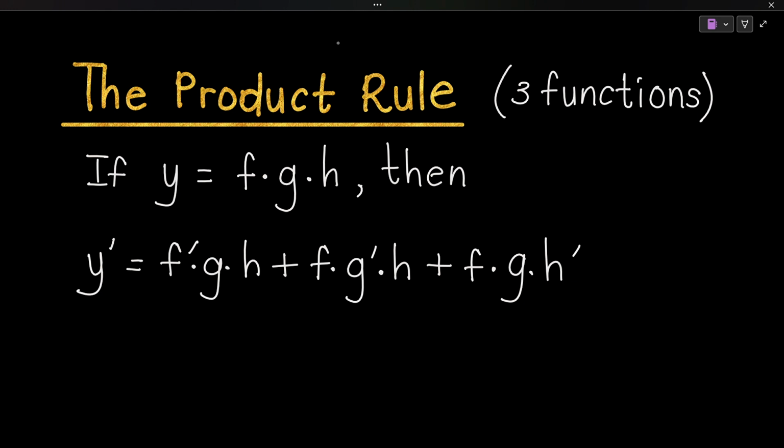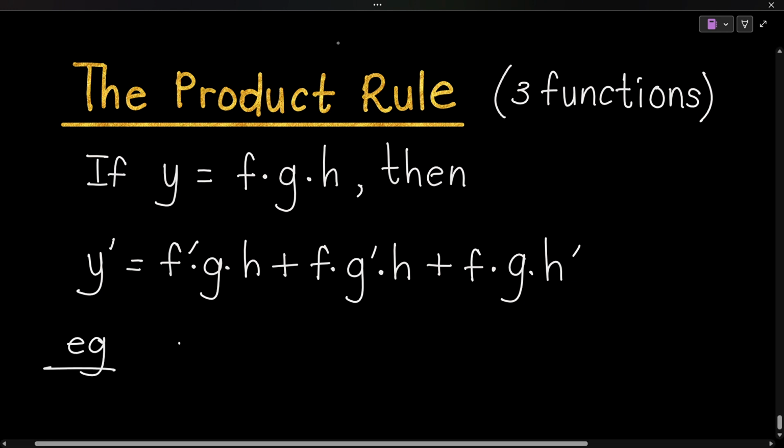So a good idea of the product rule is that in every term, a different function will be differentiated. In the first term, the first function will be differentiated. In the second term, the second function will be differentiated. And in the third term, the third function will be differentiated. Now let's apply this to an example for it to make better sense.